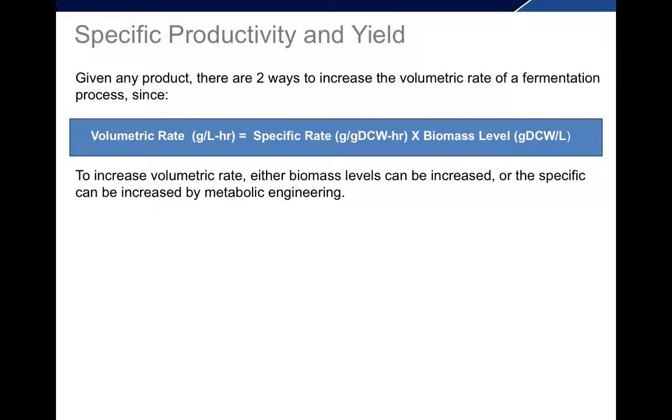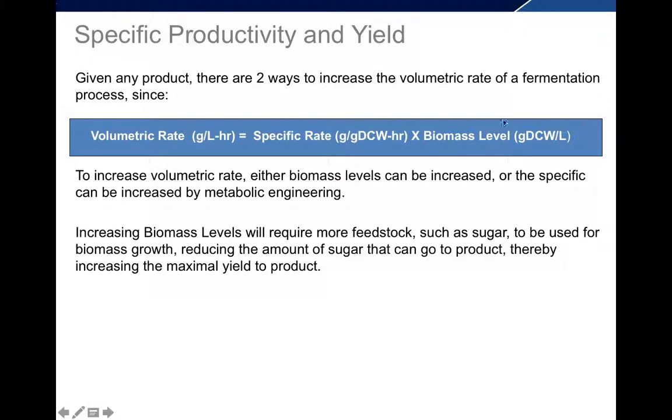of your fermentation. If you're going to increase the biomass level, it's going to be done through fermentation strategies, so media formulations, etc. And if you're going to increase the specific rate, it's either a genetic engineering or metabolic engineering challenge. If you do increase the biomass levels, they will require more feedstock, such as sugar, to be used to grow the biomass, right? So the cells need to eat to reproduce. And that may decrease the maximum theoretical yield that you could get in your fermentation.